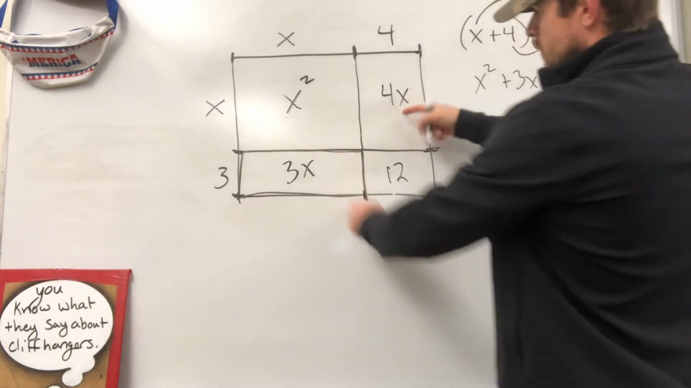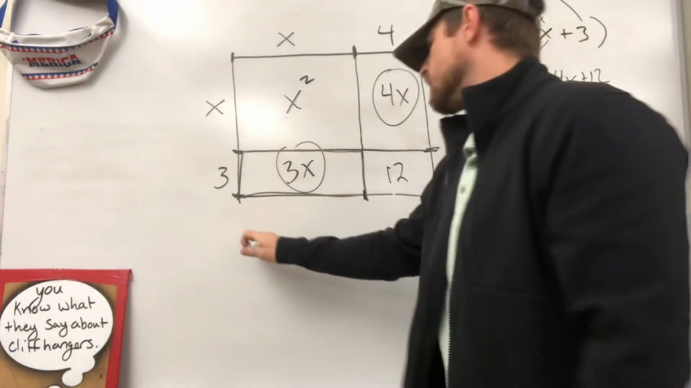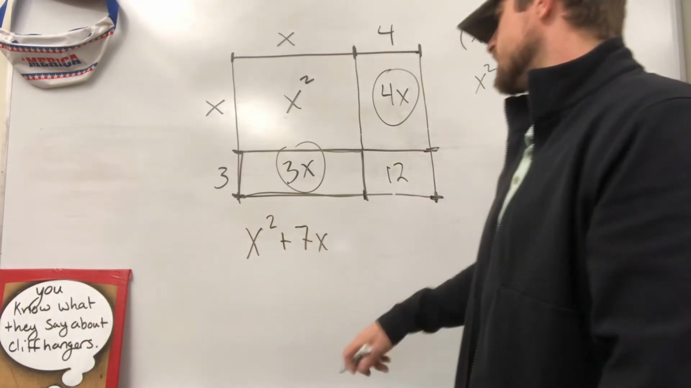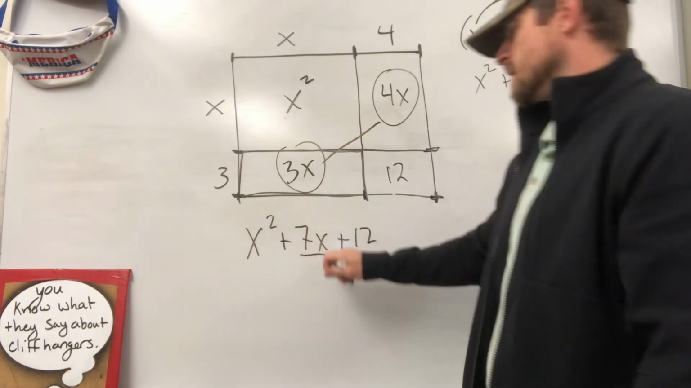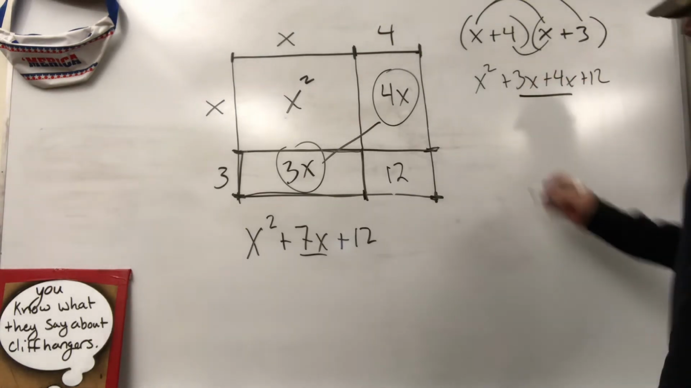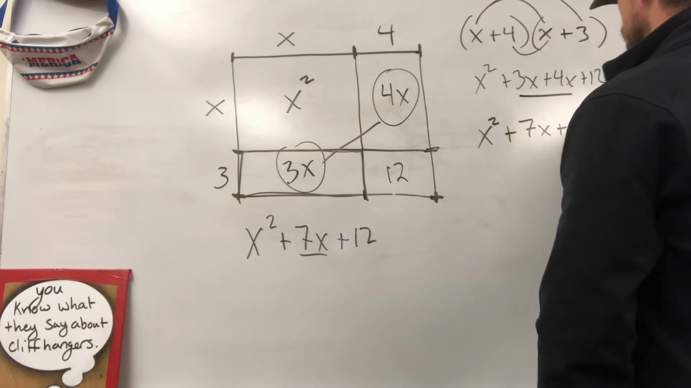Here in the area model, we should notice that these 2 are like terms. Put those together. Our final result is x squared plus 7x plus 12. Those were combined to make the 7x. Over here, you're going to notice that those are like terms. You're going to do the same thing to simplify x squared plus 7x plus 12.